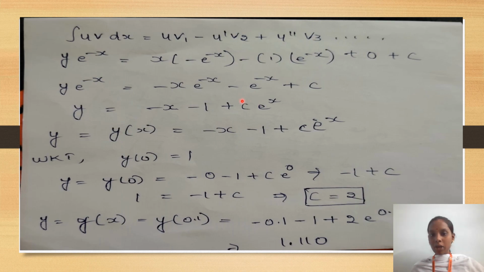By putting the boundary condition, we can find the c value also. The boundary condition is y of 0 is equal to 1. By putting x naught is equal to 0, y naught is equal to 1. So 1 is equal to minus 0 minus 1 plus c into e power 0, which is 1 plus c. So c is equal to 2. Substituting these values in the formula, minus 0.1 minus 1 plus 2 e power 0.1, we get the answer 1.110.